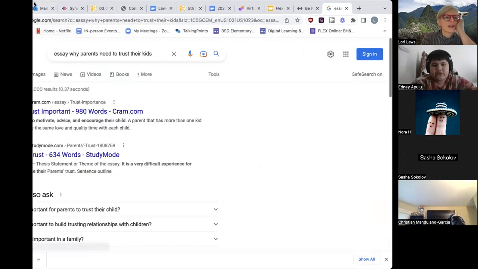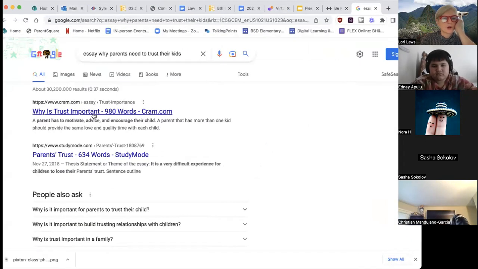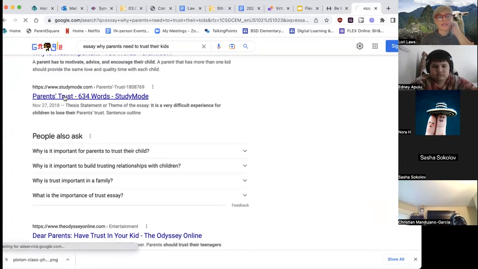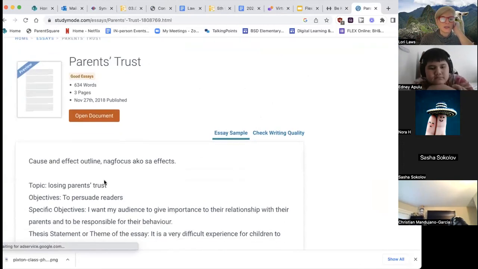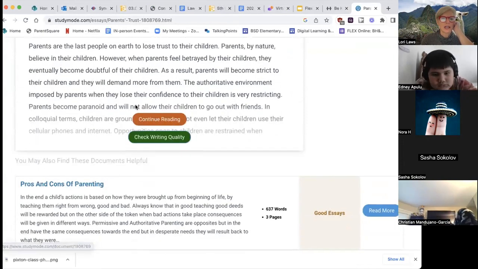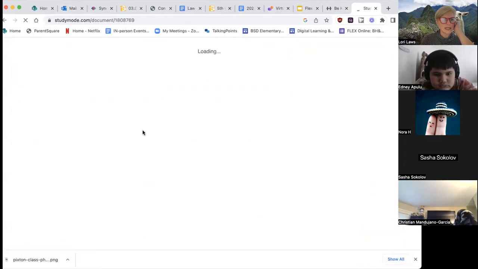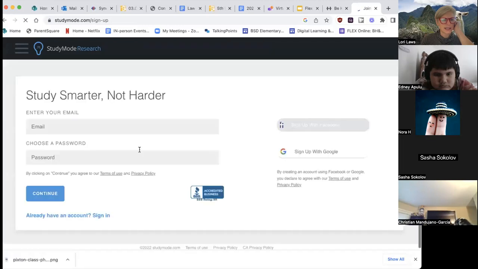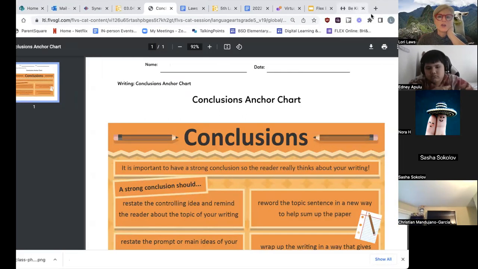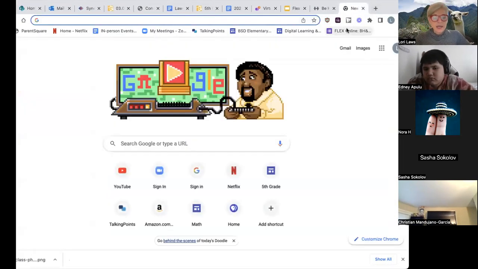And so here we go. And it's got a whole bunch. Why trust is important. Parents trust. These are probably all essays on that. So there are a bunch of them. Let's look at this one quickly. Topic, losing parents' trust. So it's a little bit different, but it's got a whole bunch of information. I don't know if it'll let us go right to the end of it and see how they finished this essay. It's not going to let us without joining. Nowadays, one of the things you have to be a little bit careful about online is that you can right now look for ideas.